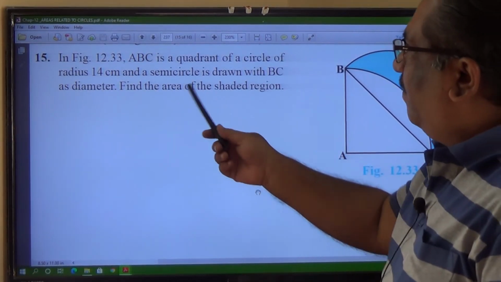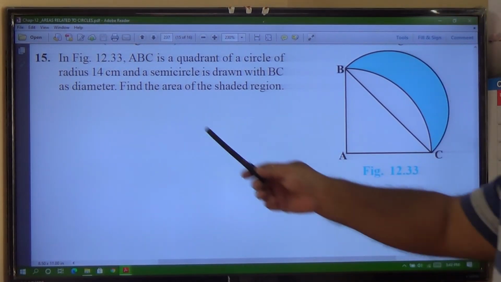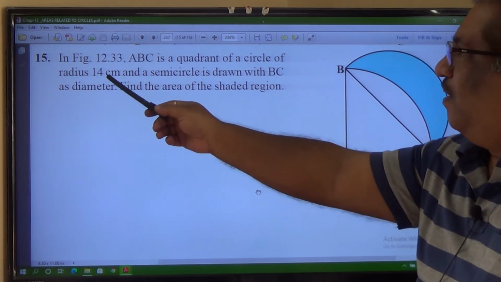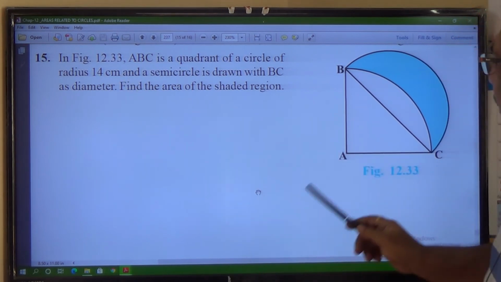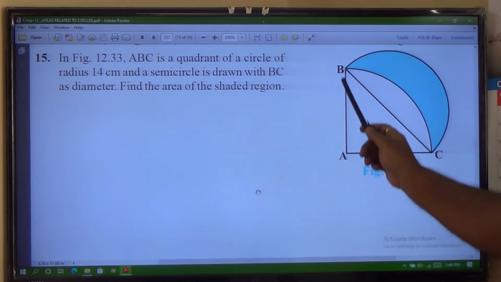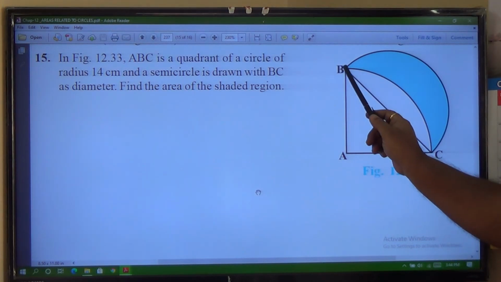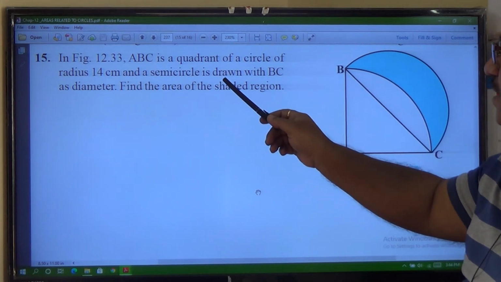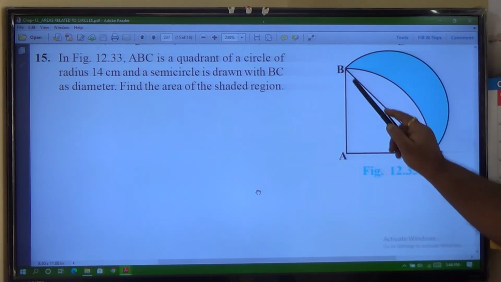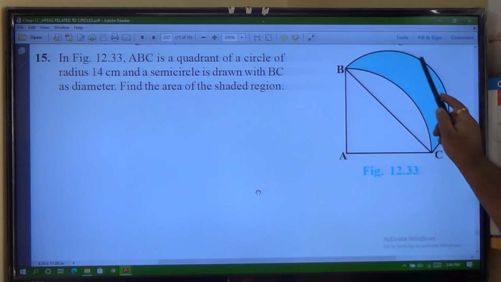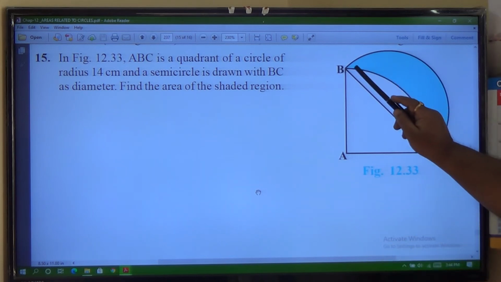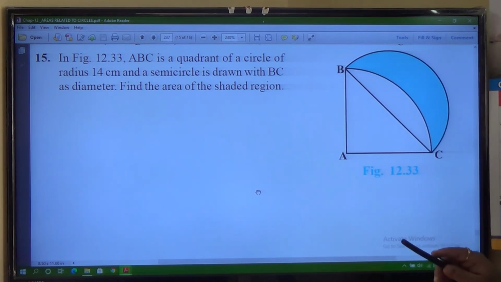Next, question number 15. In figure 12.33, ABC is a quadrant of a circle of radius 14 centimeter, and a semicircle is drawn with BC as a diameter. Find the area of the shaded region. That is, area of this shaded region we have to find out. So let us solve this on the board.